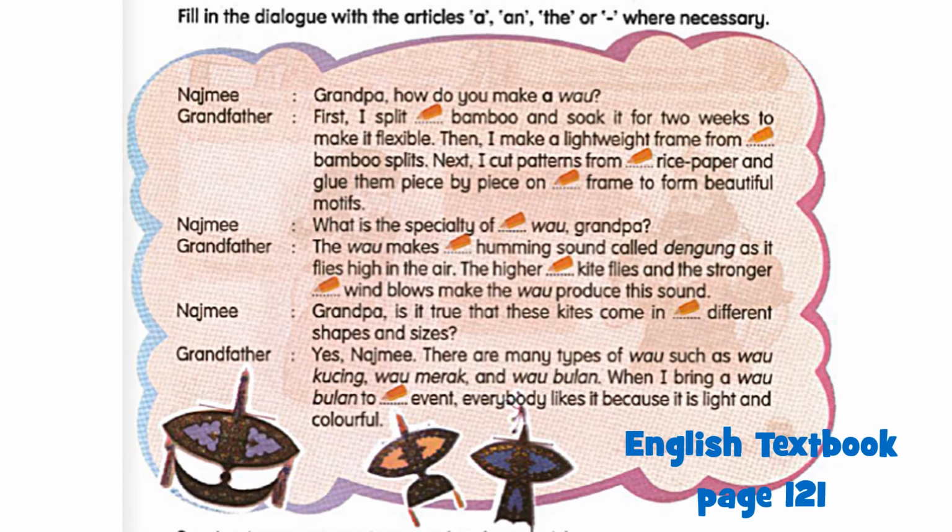Next, this exercise you can find in your textbook, page 121. You don't have to copy the whole thing. Just write number 1, like this, number 1, and then write the answer. First, I split the bamboo, and then number 2, write the answer. And the bamboo. Okay, number 3, and so on.